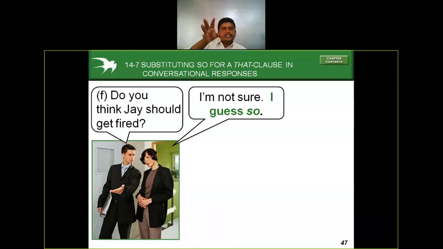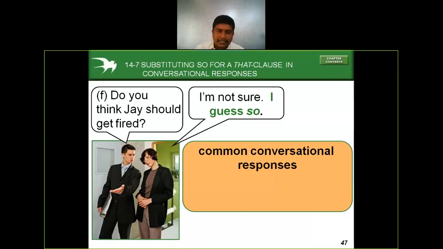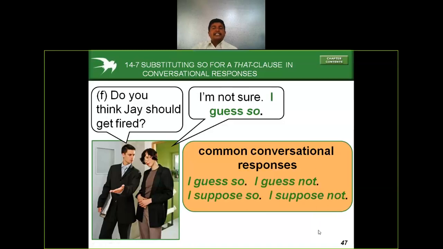See, the usage of that statement. What does it give? Common conversational responses. It happens when we are talking to each other. We should speak this way at the time. Common conversational responses. "I guess so. I guess not." Which is correct over there? "I suppose so. I suppose not."